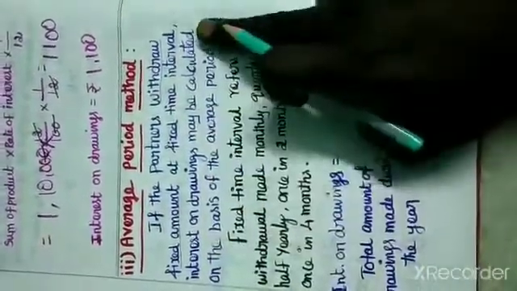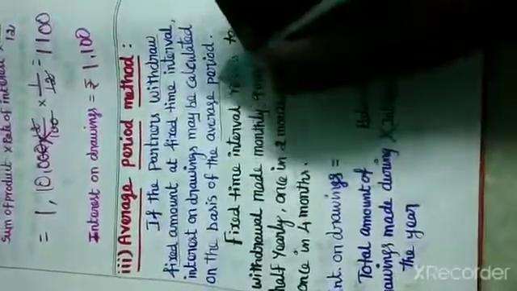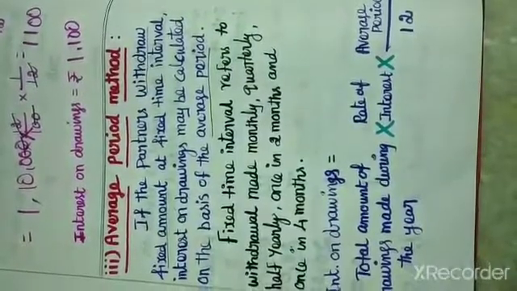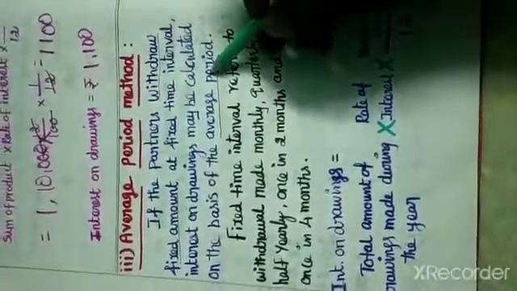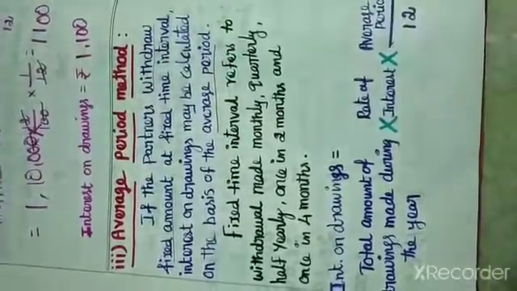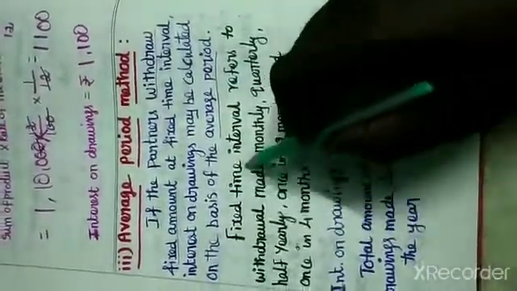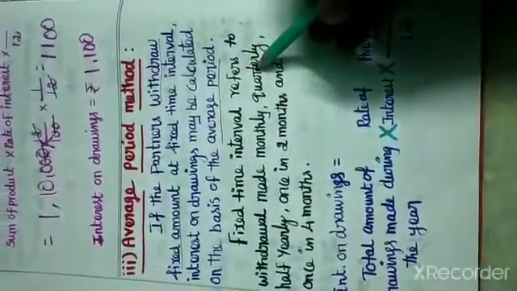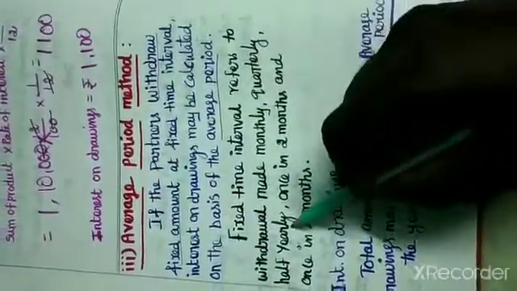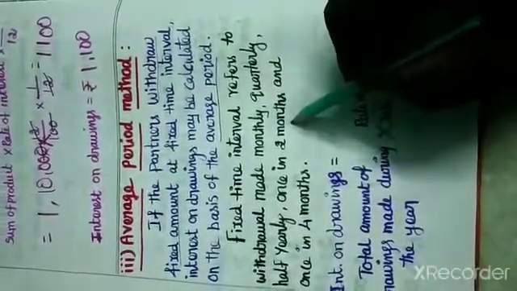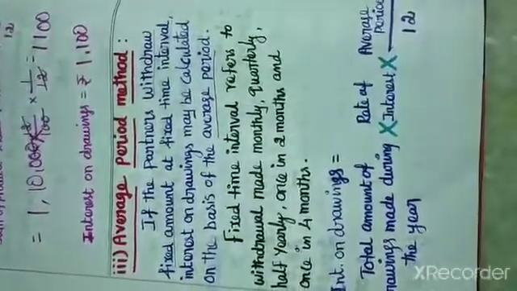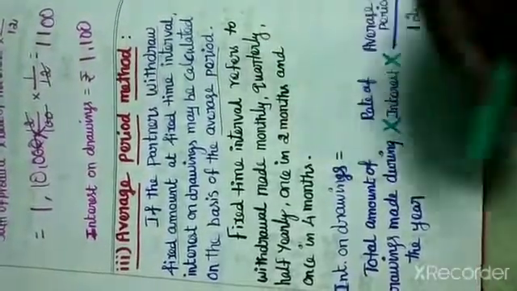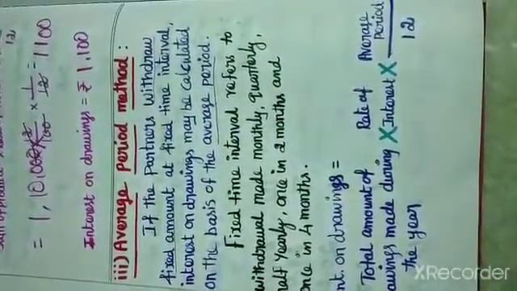Interest on drawings may be calculated on the basis of average period when a fixed amount is withdrawn from the partnership firm at a fixed time interval. So what is a fixed time interval? It means every month beginning, or every quarter, that is once in 3 months, or half-yearly, that is once in 6 months, or once in 2 months, where he gets the money 6 times. Once in 4 months means he gets the money 3 times from the partnership firm in the academic year.